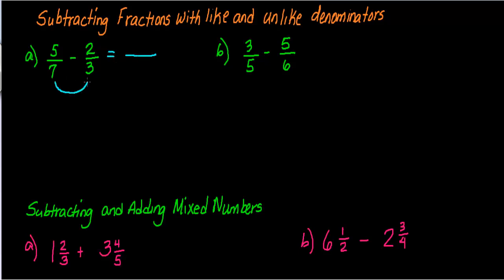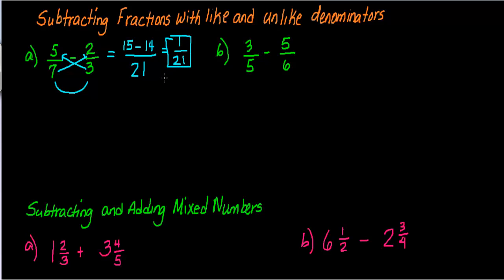We multiply the denominators. This makes 21, okay? And now I cross multiply 3 times 5, 15. And then minus, and 7 times 2, 14. So this equals 15 minus 14, 1 over 21. And you're done.